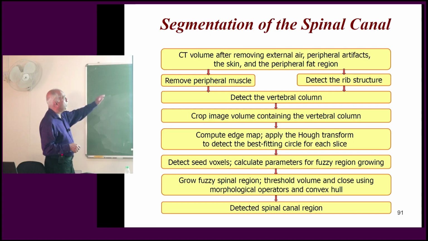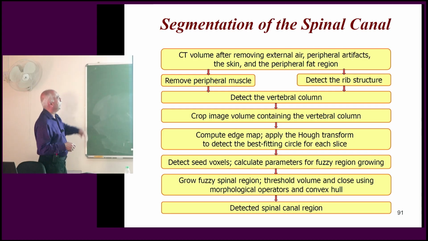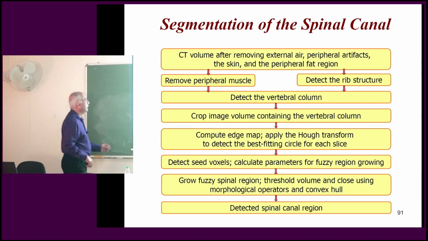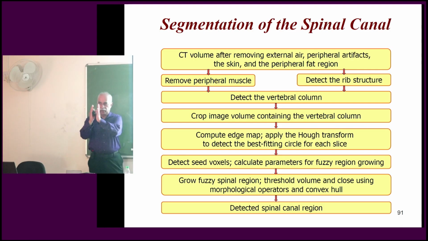So the CT volume, after removing all the artifacts and external material, removing peripheral muscle, detecting the rib structure, detecting the vertebral column. This is what we have done so far. Crop the image volume containing the vertebral column. We find only that part. Compute the edge map, apply the Hough transform to detect the best fitting circle for each slice. Detect seed voxels at the center of these circles, given by the Hough transform. Calculate parameters for fuzzy region growing. Grow the fuzzy spinal region in 3D. Threshold the volume and close using morphological operators and convex hull. And that gives you the spinal canal.